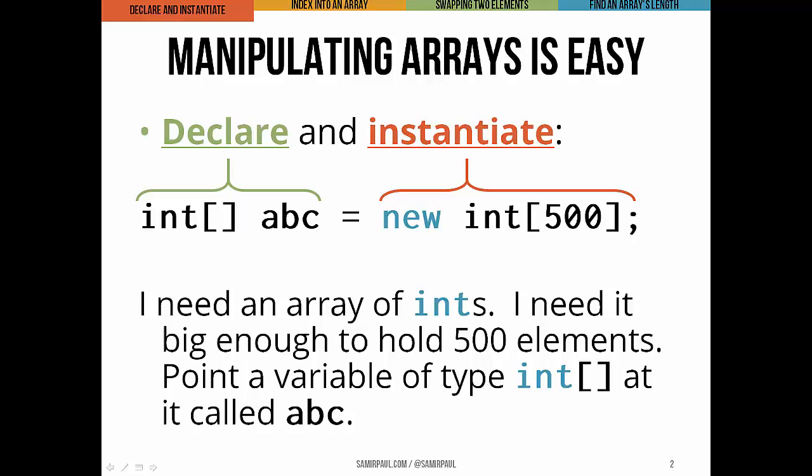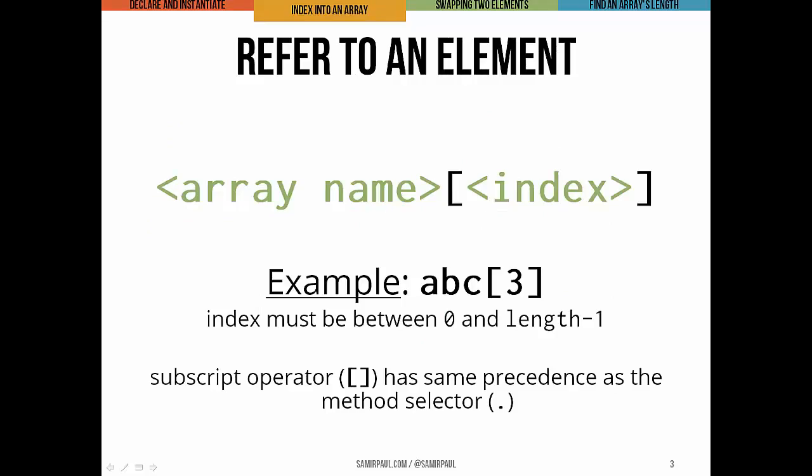and point a variable of type int array called ABC. If we want to refer to something in that array, we'll use this general format: the name of the array, square bracket, whatever index we want to refer to, and then we close the square bracket. As an example, ABC sub 3. That index that we pass in has to be between 0 and length minus 1 inclusive.